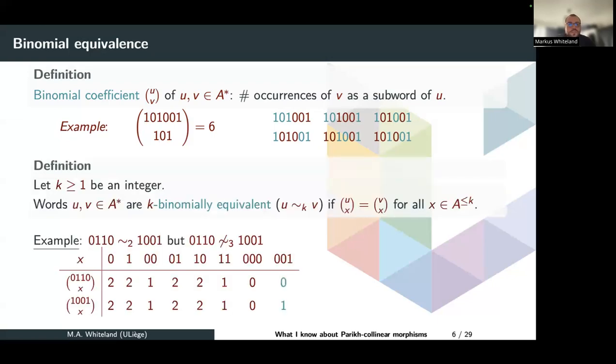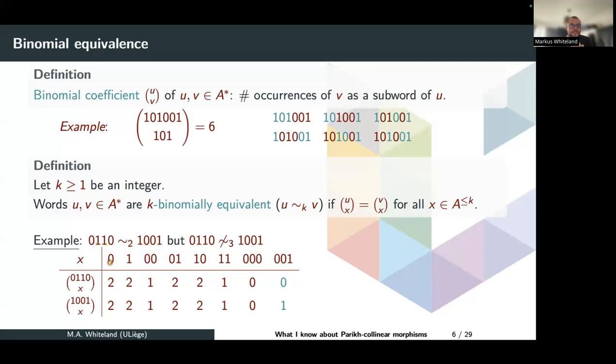And with this notion, we can define the so-called k-binomial equivalence relation. So here we have a parameter k, and we fix k to be some integer, at least 1. And we say the two words are k-binomial equivalent, so we're using this notation here, if the number of subword occurrences of x are equal for all x that have length at most k. As an example, we have these two words here that are 2-binomial equivalent.